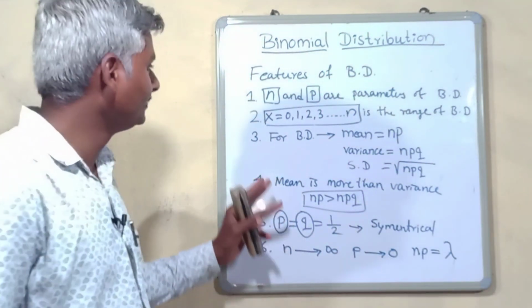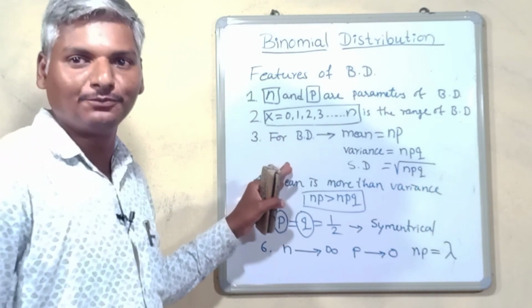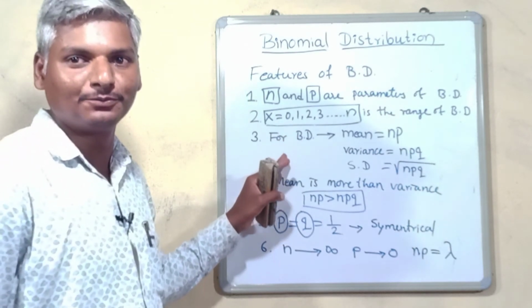Have you written? Can I rub it? I will rub it. 5, 4, 3, 2, 1, 0.